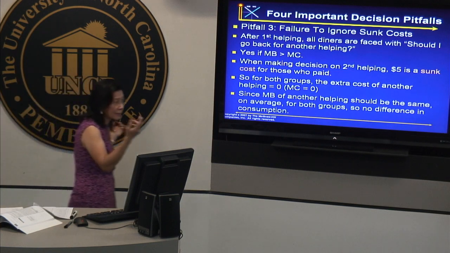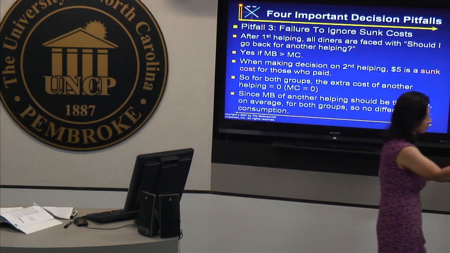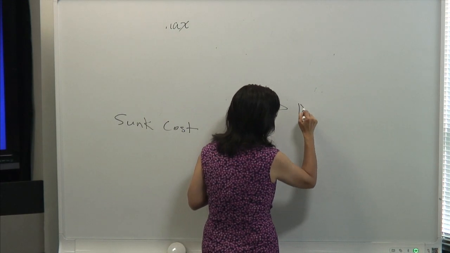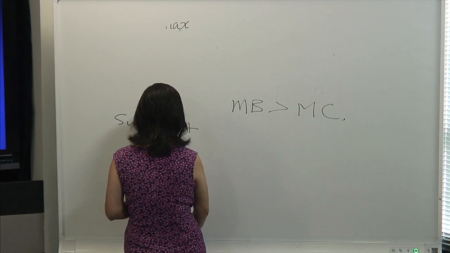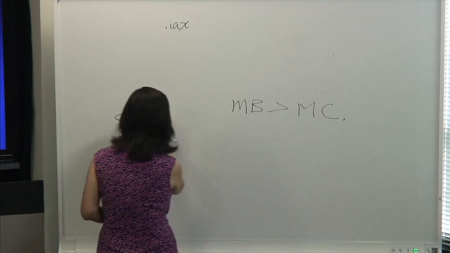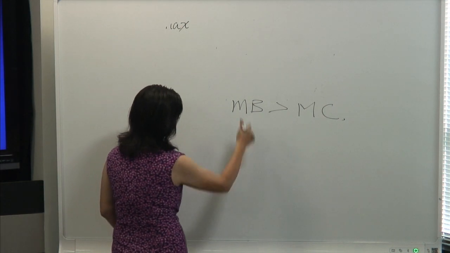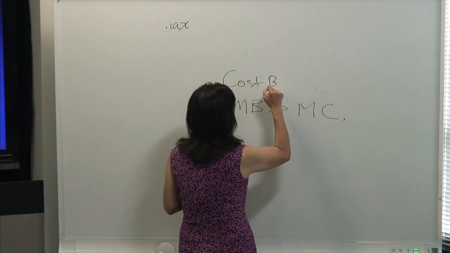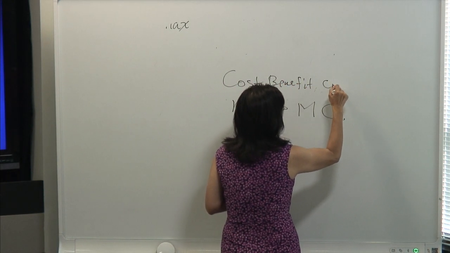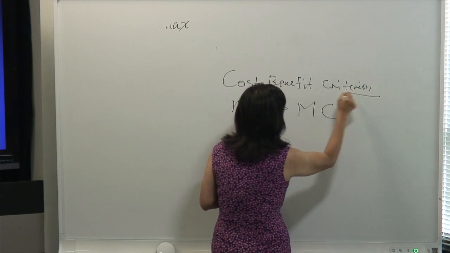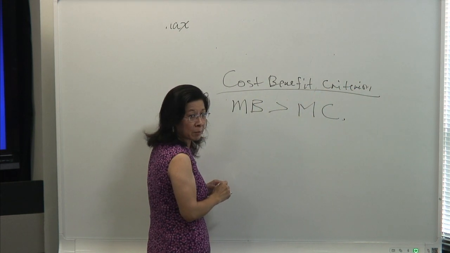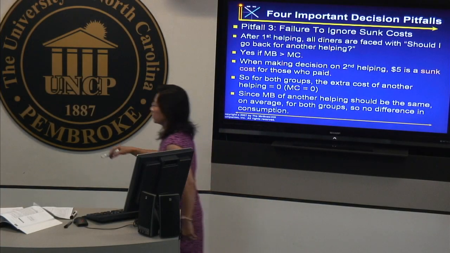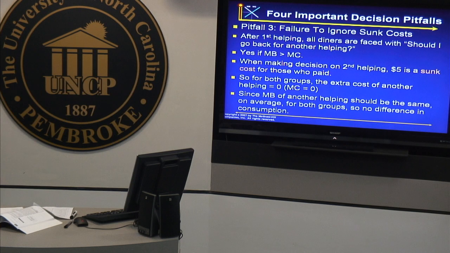Remember we talked about that the other day? We have a name for it. What is it? Look back to your notes. Tell me if you know it. What do we call it? Yes, cost benefit. Very good. Cost benefit principle or criterion. And let's make it a little bit more precise. Your marginal benefit should be at least greater than marginal cost.